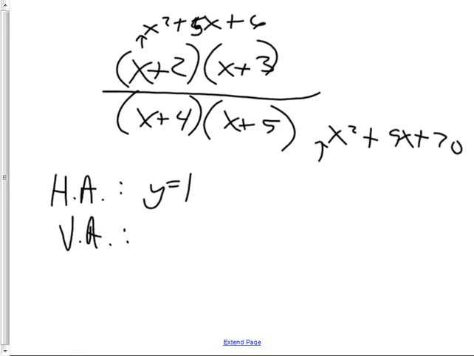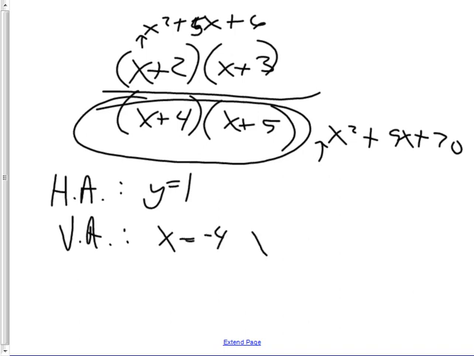And then the vertical asymptotes are not all 4 of these things, -2, -3, -4, and -5. It's only this. It's all about the base of it. It's x equals -4 and x equals -5.